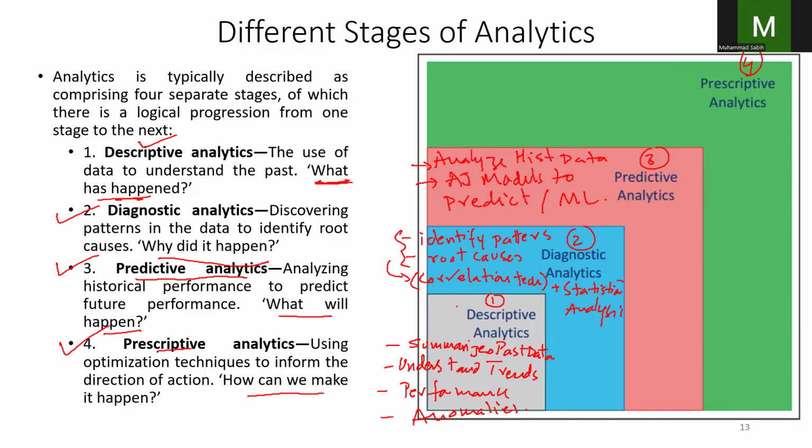Then finally, we have prescriptive analytics, where we try to find how can we make it happen. In prescriptive analytics, we have optimization techniques and decision rules, and basically what they do is they recommend actions to achieve desired outcomes.